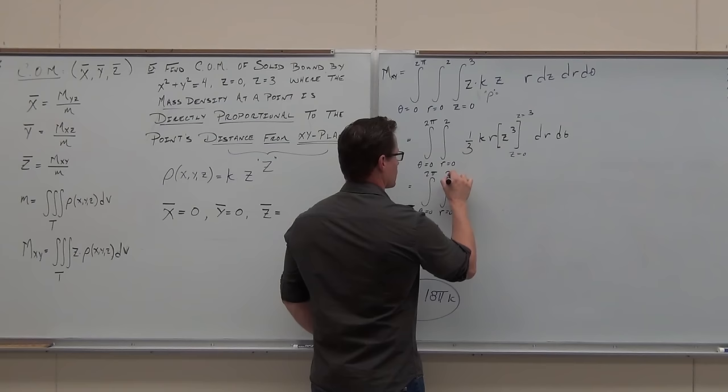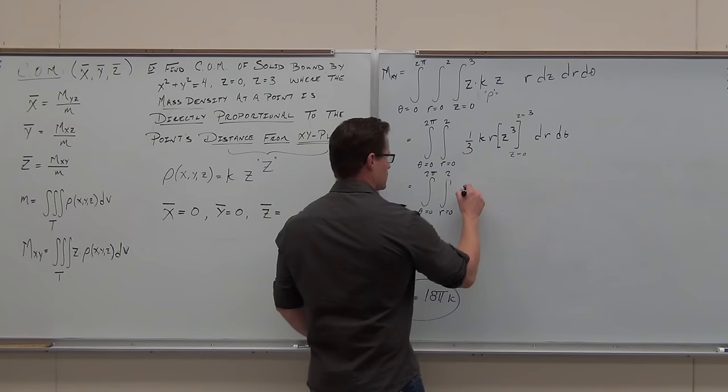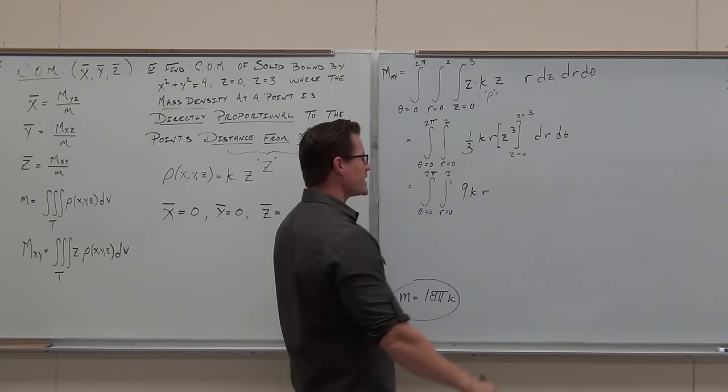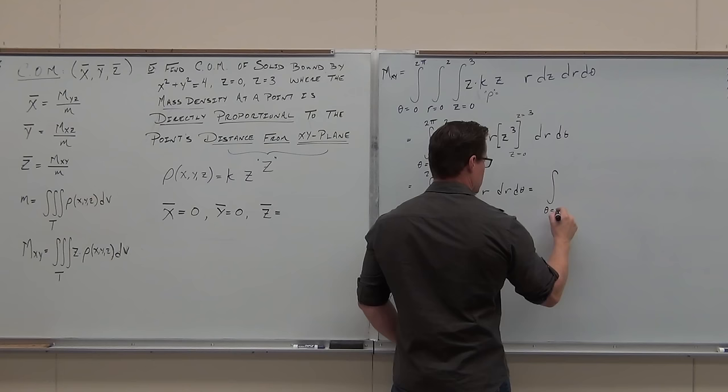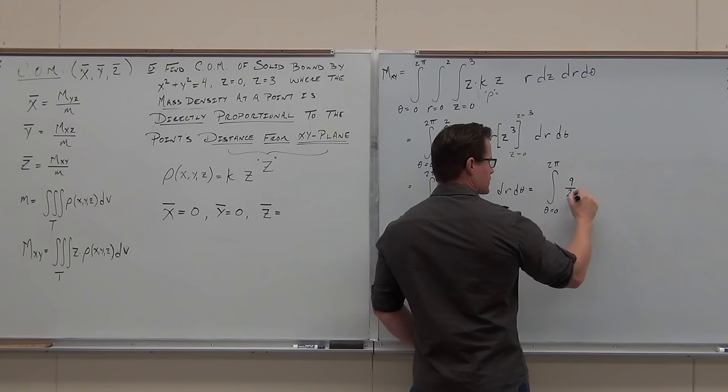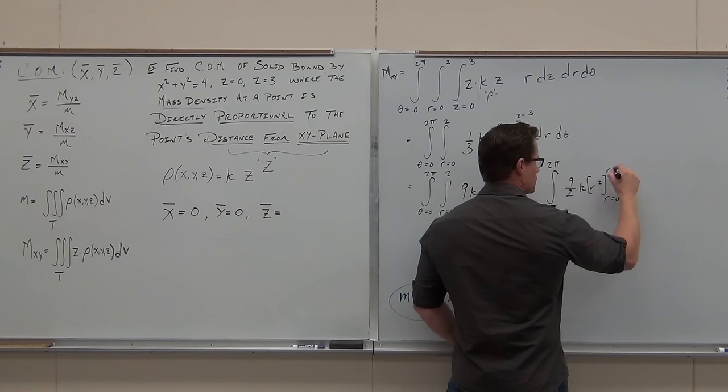Oh goodness, looks like 20 to 9. Did you get 9 kr also? Yes. Sweet. Keep on going, we're going to get a 9 halves kr squared, where r is going from 0 to 2. Looks like we're going to get 18.